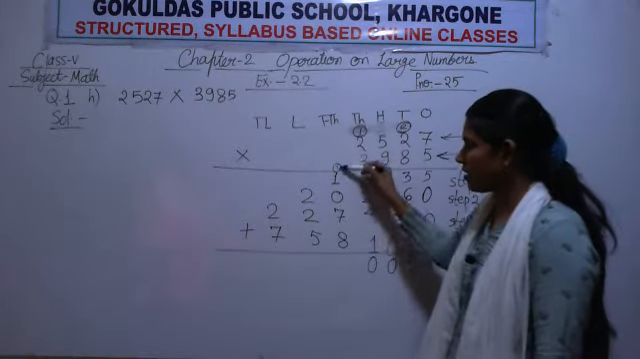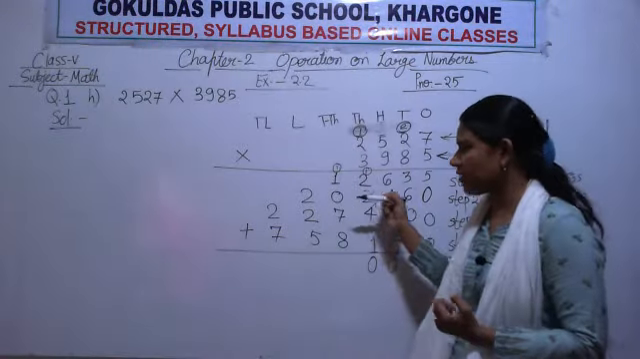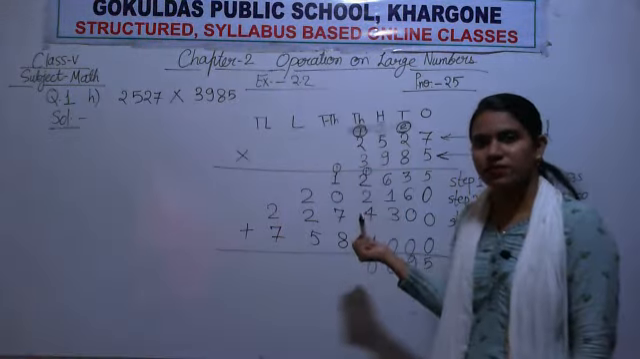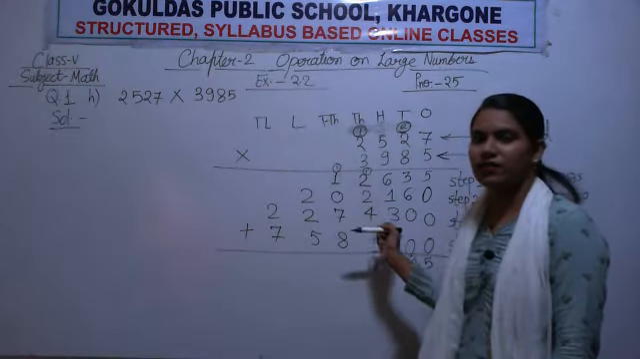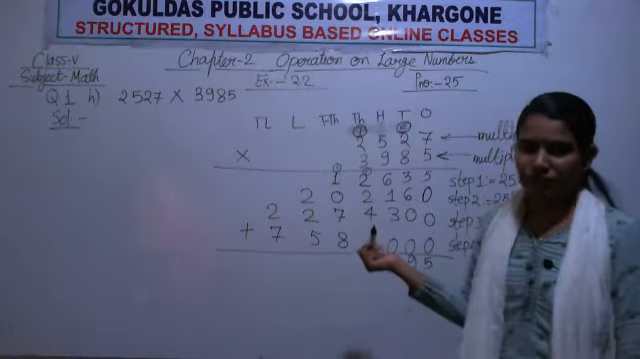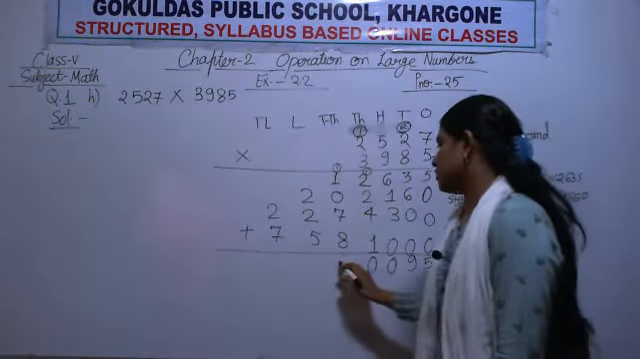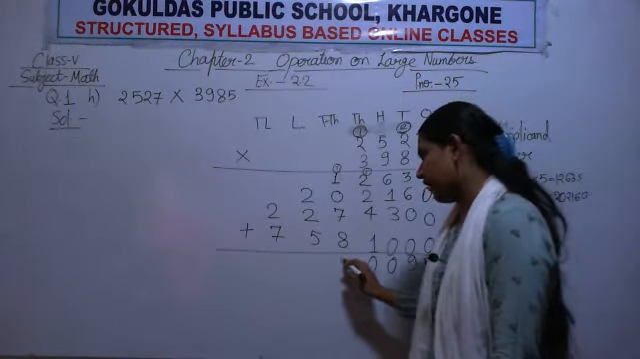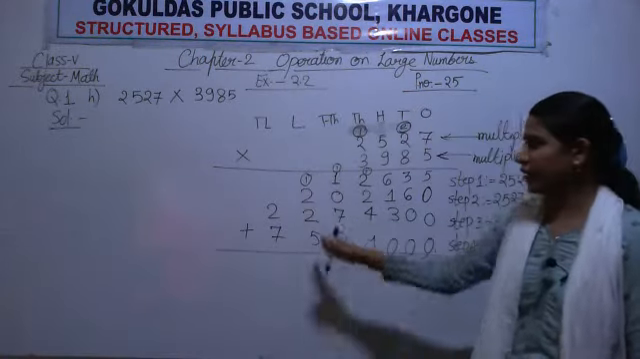Now add the digits in this column. 1 plus 1 is 2. 2 plus 7 is 9. 9 plus 8 is 17. So 7 here. 1 will be regrouped with the next column.